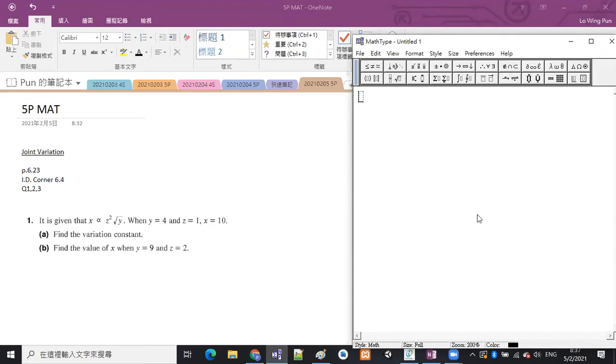Okay. So today I would like to do a little bit more exercise on the joint variations. Okay, the basic type and the percentage change type. So as a quick revision, I would like to do the instant drill corner 6.4 on page 6.23 with you together. Okay.